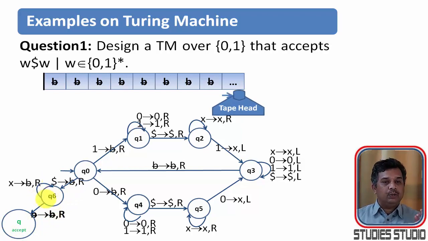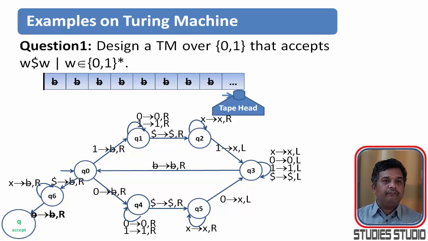In place of this Q6, I can write accept state also. That is also justified. No problem in that. But I wanted to come to the end of the string. That's why I have written one more state, that is Q6. I hope you understood this problem.